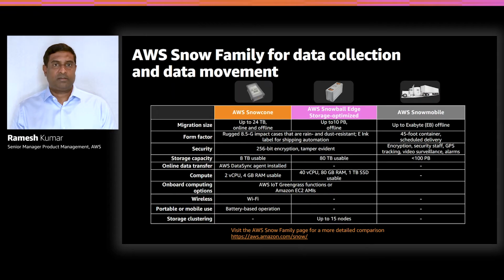Snowcone is lightweight. Customers can carry it in a messenger's bag or a backpack. And for these mobile portable workflows, Snowcone can operate with a battery. Customers can use up to 15 Snowball Edge devices to create a storage cluster and store over 1 petabyte of data at their edge locations. Customers can use AWS Snowmobile for large data center migrations.